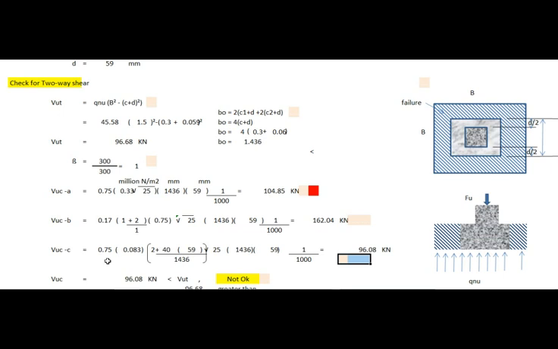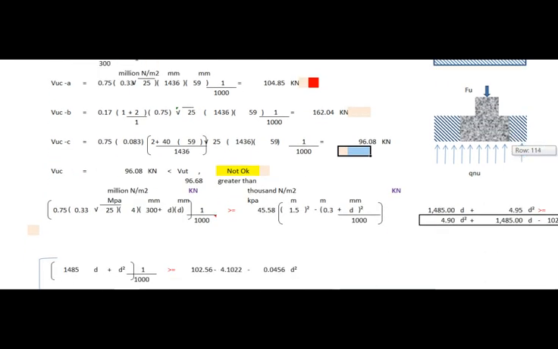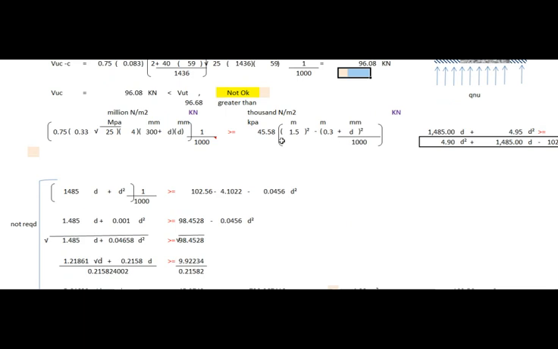VUC at C is equal to 0.75 times 0.083 times (2 plus 40 times d over 1436) times square root of 25 times 1436 times 59 times 1 over 1000. To convert to kilonewton, it is equal to 96.08 kilonewton. The least punching shear is 96.08 kN, which is not greater than the actual shear, so not OK.